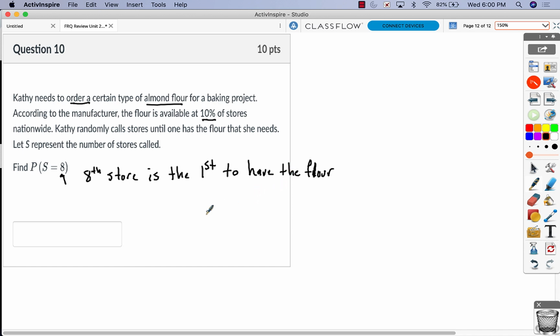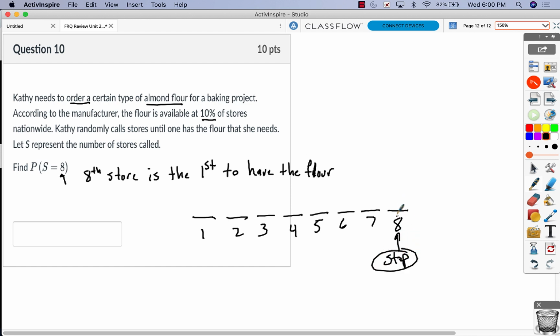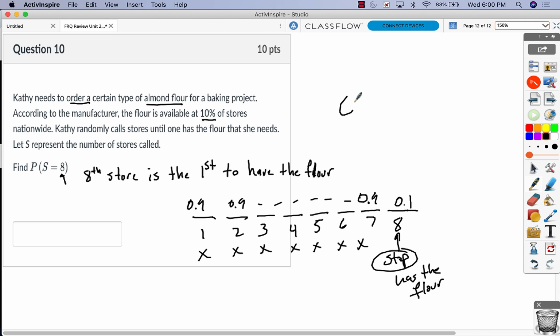Okay, well, what happened on the first 7? That's the first call, second call, third call, fourth call, fifth call, sixth call, seventh call. Here you go. She stops. So this one must have had the flour. What was the chance that this one had it? 0.1. What's the chance the first ones didn't have it? These did not have the flour. That's why she keeps calling. She doesn't have to call anymore once she has the flour. It's 0.9 for each of these. So there's 7 0.9s and one 0.1. That's how you do it.